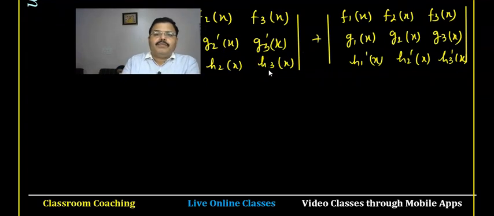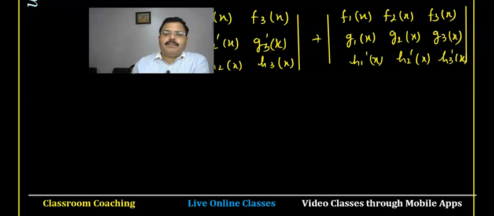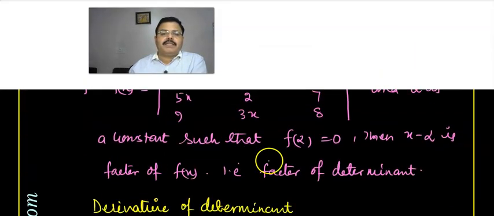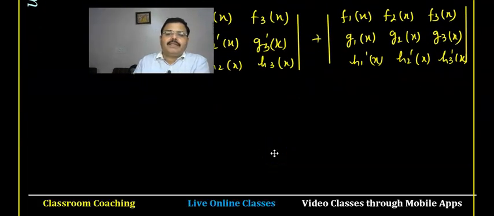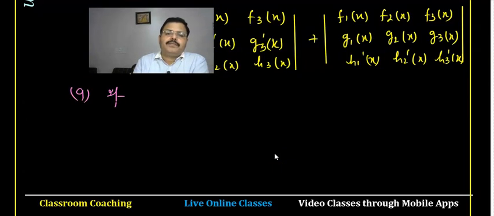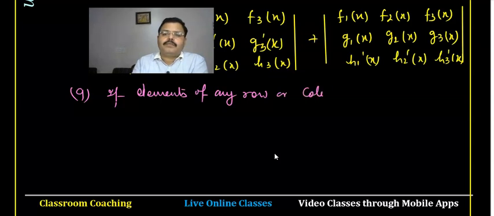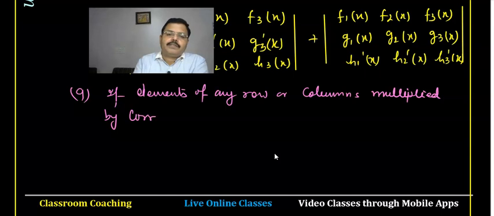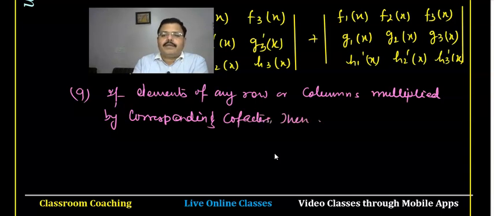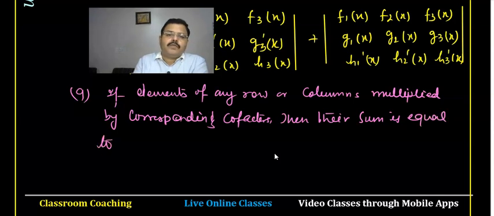These are a few properties which you need to know. Some more properties we have already discussed, in terms of minors and cofactors, but this time I am going to remind you. Properties of minors and cofactors, say property number 9: if the elements of any row or column are multiplied by the corresponding cofactors, then their sum is equal to the value of the determinant, right?